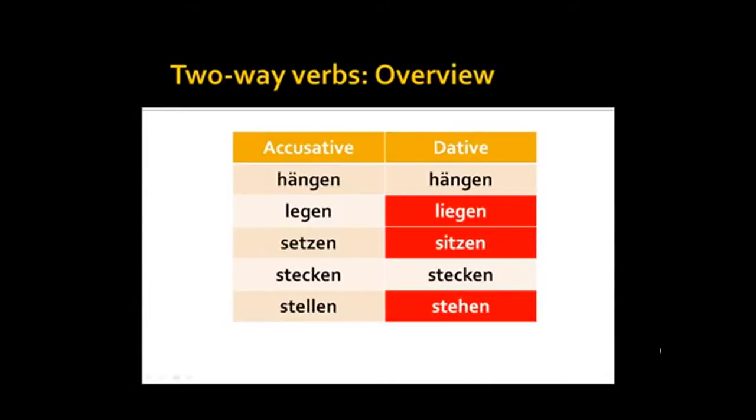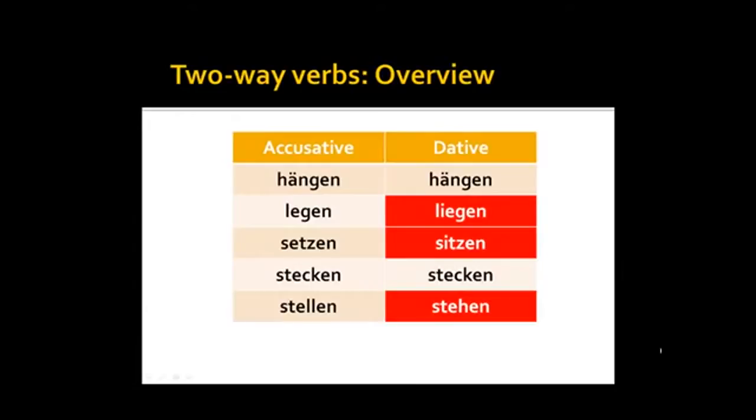We'll see that they're accusative and dative forms. Now, the accusative forms, hängen, legen, setzen, stecken, und stellen, will basically, as we'll see, describe movement. Hängen is to hang, legen is to lay, setzen is to place, stecken is to stick into something, and stellen means to place, but sort of like you would place a cup, something that stands in a vertical position.